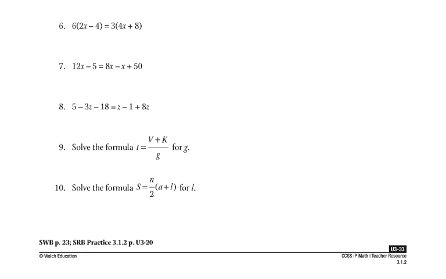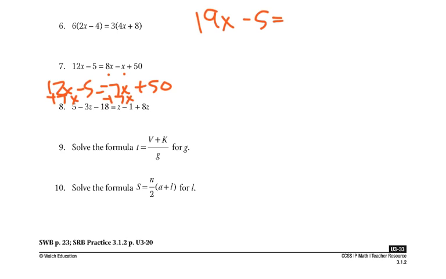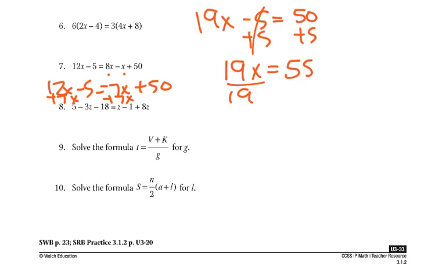Okay, number 7. So combine 8x minus x would be 7x plus 50 equals 12x minus 5. Okay, so I could add a 7x. 12 plus 7 would be 19x minus 5 equals 50. Add 5 to both sides. And I'd get 19x equals 55. That would become 0. Divide by 19. And I get x equals some number.